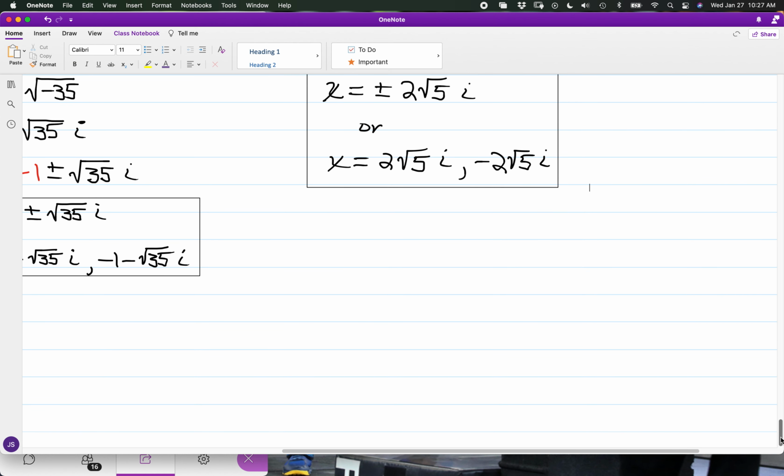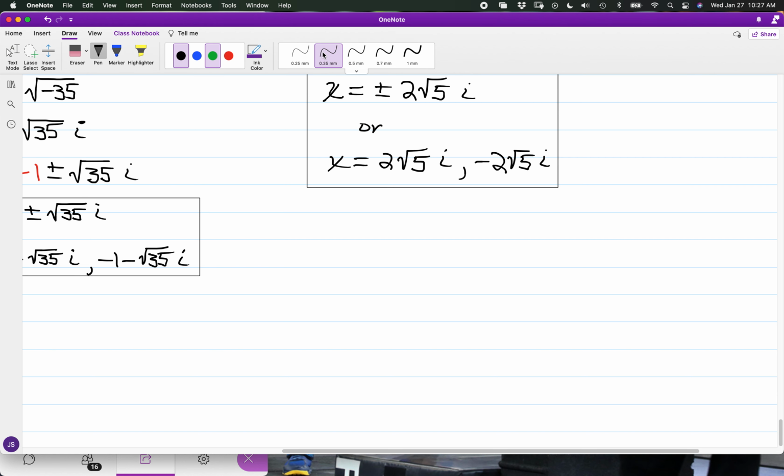Now, another special case where we have radicals that consist of complex roots. Let me give you one here. If I have, let's say, 7x squared plus x plus 3 is equal to 0.